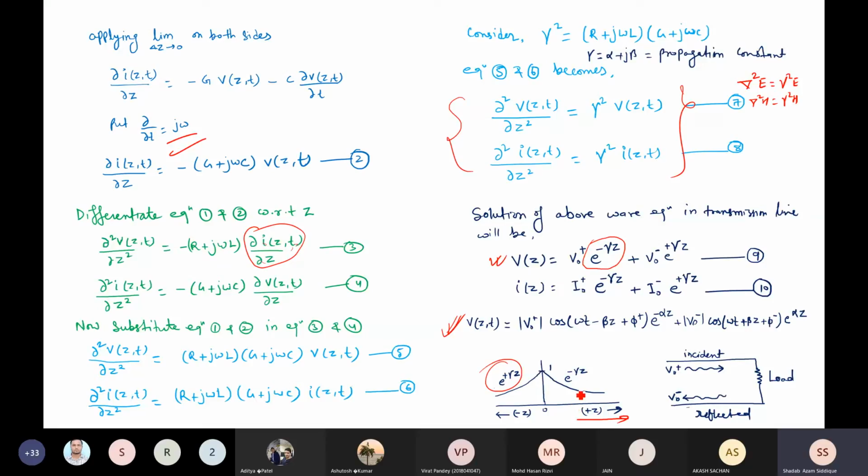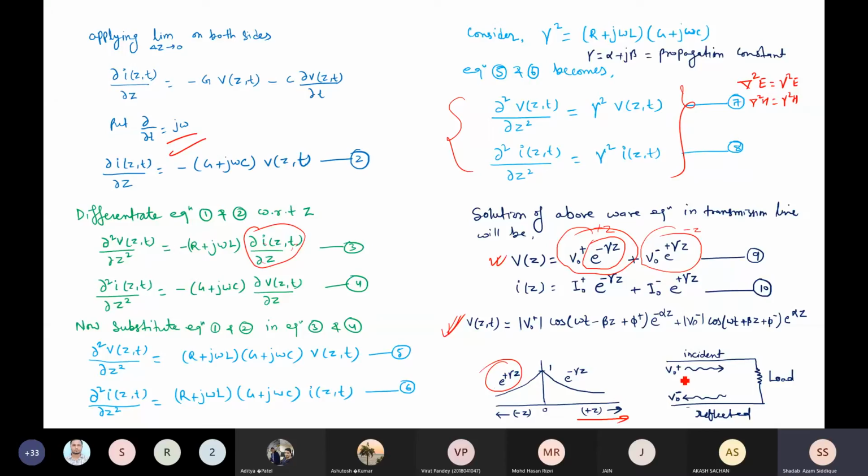Both cases simultaneously are not possible, because at one time the wave may be traveling in the positive z direction or in the negative z direction, not both sides simultaneously. But if you want to write the complete wave equation, it is written in this form. This is the wave traveling in the plus z direction, and this is the wave traveling in the negative z direction. Similarly, the current is also traveling in the plus z direction as well as in the negative z direction.